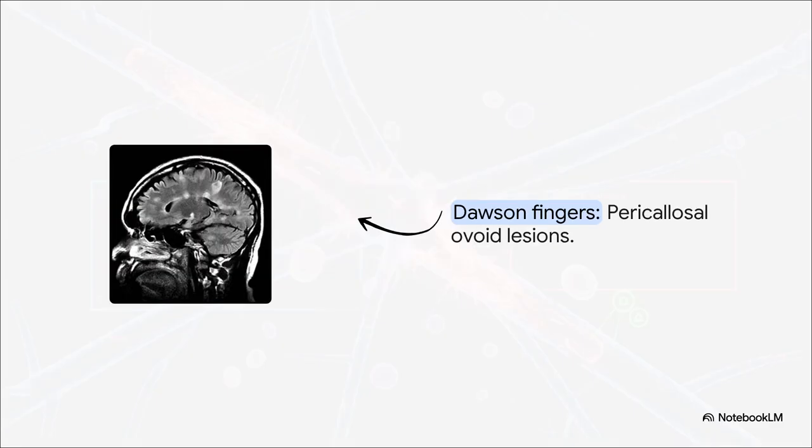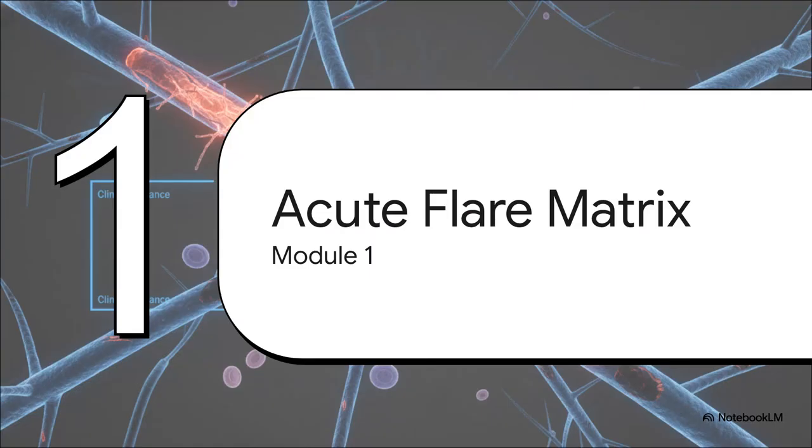Right here, we see the classic Dawson fingers on a sagittal FLAIR MRI. Notice how these periventricular, pericallosal, ovoid lesions radiate completely perpendicular to the lateral ventricles. They are the definitive radiographic hallmark of the inflammatory breach along the deep white matter tracts. They confirm, without a doubt, that the CNS barrier has been compromised by autoreactive lymphocytes. Module 1. The Acute Flare Matrix.